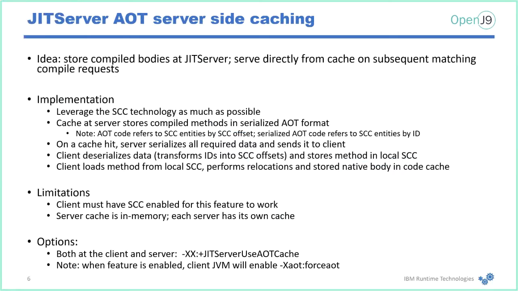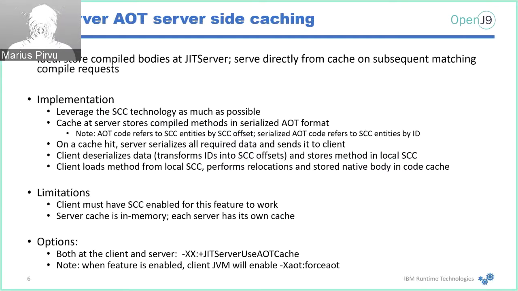When we have a cache hit, the server sends to the client the serialized AOT method. The client then deserializes the received information, computing the corresponding local shared class cache offsets, and then stores this AOT method in the local shared class cache. From there, it's going to be loaded like any other regular AOT method. There are a couple of limitations of this approach.